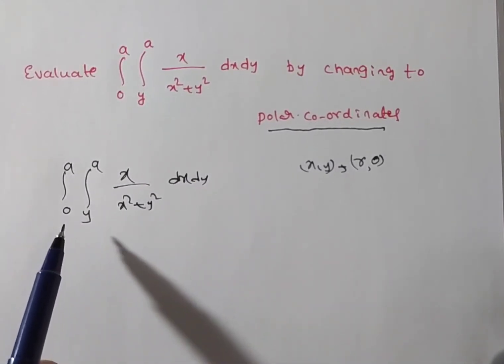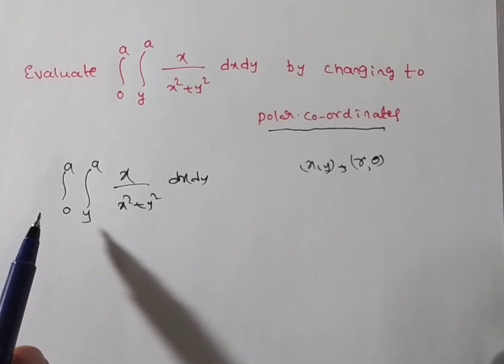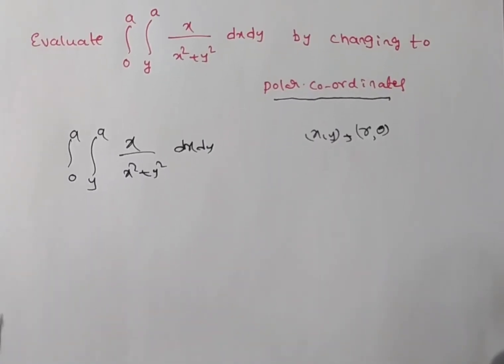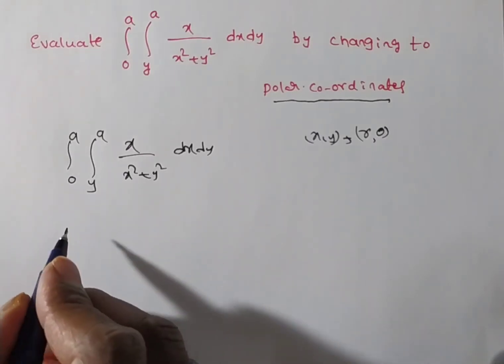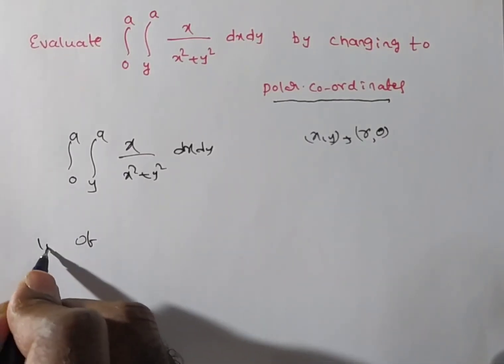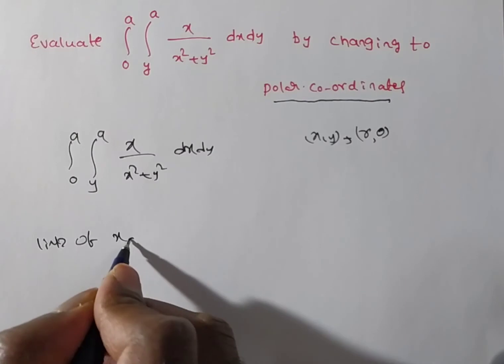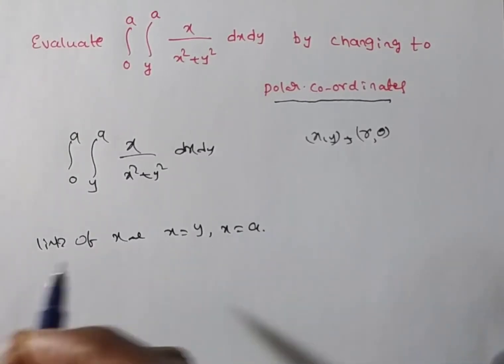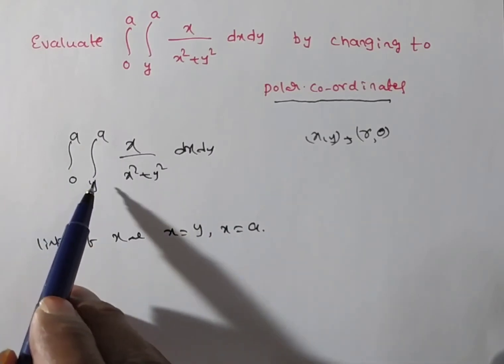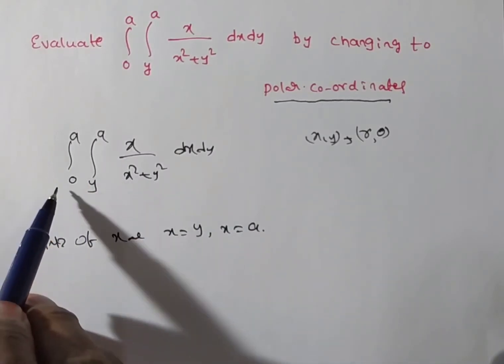If they are not given the limits, then we need to find them out. But luckily they are given limits in this case. Based on the limits, we have to write the region. Here you observe the limits of x are x is equal to y, x is equal to a. How am I saying x is equal to y, x is equal to a?